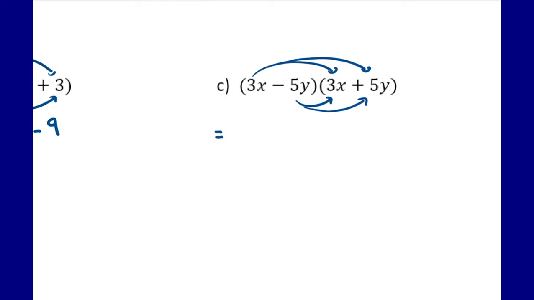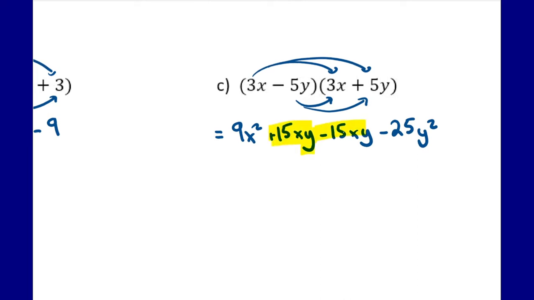So after that distributive property, we get 9x squared plus 15xy minus 15xy minus 25y squared. If I look to combine like terms, the two middle terms are the same values but opposite signs, so they cancel each other out. All that I'm left with is 9x squared minus 25y squared.